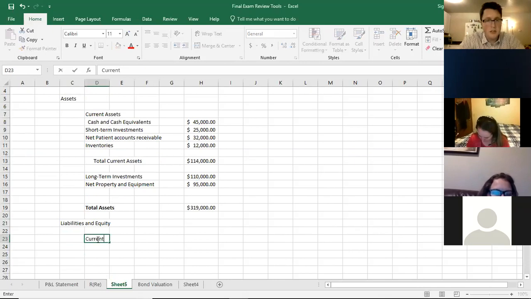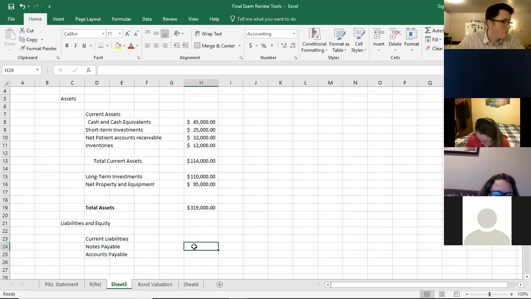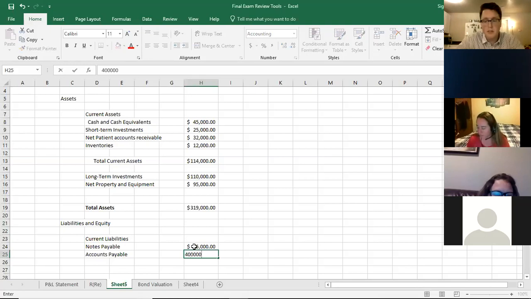So first again is current liabilities. Those things will be like notes payable, accounts payable. Let's say I've got 40,000.